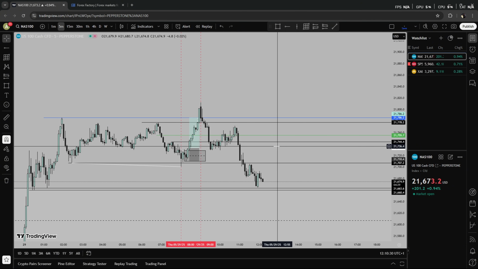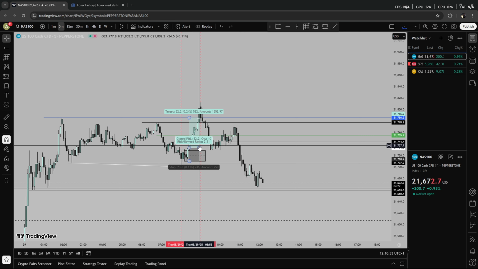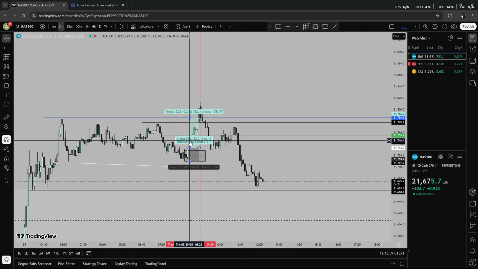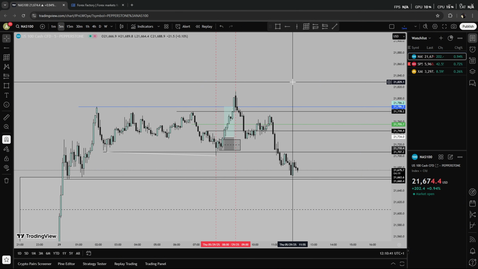Alright, so this was today's trade, which we ended up winning as well. Same risk to reward as yesterday, which is insane. Same exact 2.21, not a decimal off. We took a win again.